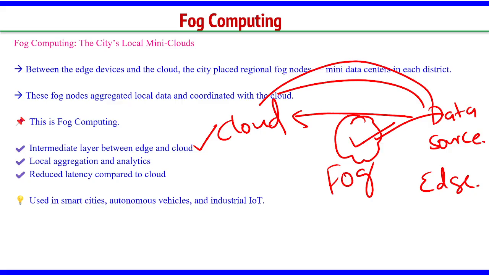The cloud has unlimited storage and unlimited computation power. Fog has limited capacity. We call it a mini cloud. Fog is a mini cloud. Bigger problems can be sent to the cloud, smaller ones can be done at the fog itself. So this is about fog computing, right?